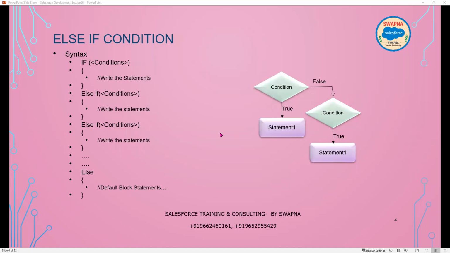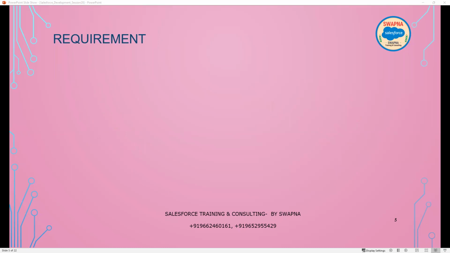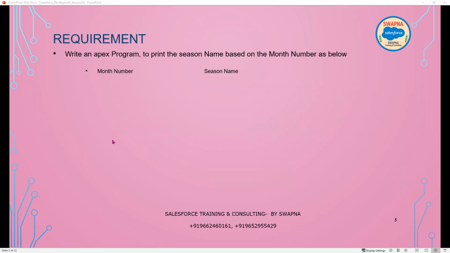Okay. So let's see the requirement. Write an Apex program to print the season name based on the month number. That means I have a month number and a season name. If the month number is between 1 to 4, then I want to print winter season. If the month number is 5 to 8, then I want to print summer season. If the month number is between 9 to 12, including 9 and 12, then it has to print spring season.